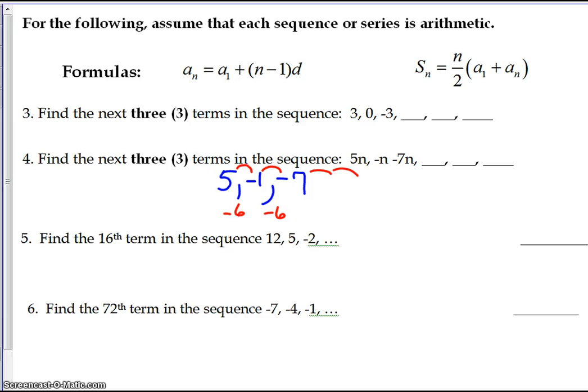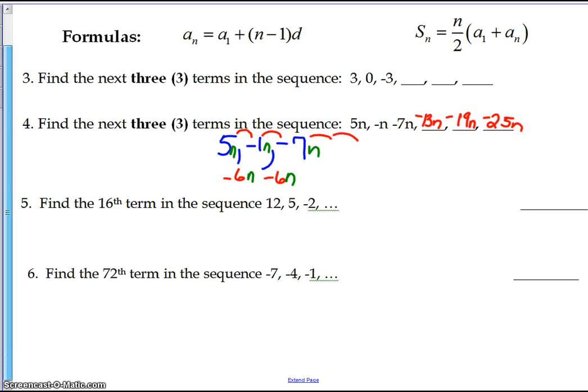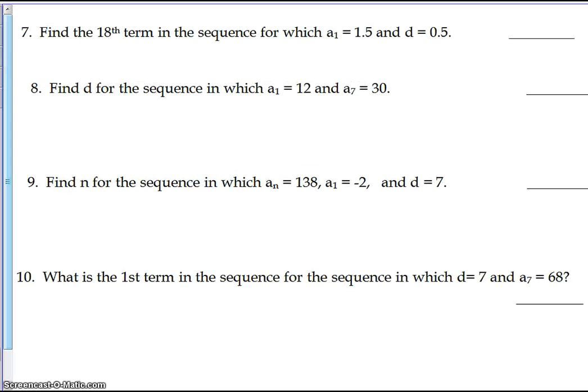Well, the fact that we technically have this n here too means that we're subtracting 6n each time. So my next one here would be negative 13n, and then negative 19n, and then negative 25n. I think I showed you already how to do 5 and 6. Let's look at a little bit more difficult one. We know how to do 7 and 8. We did a bunch of these.